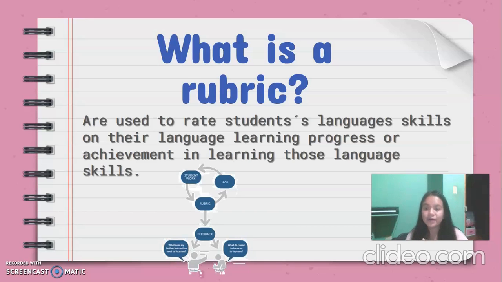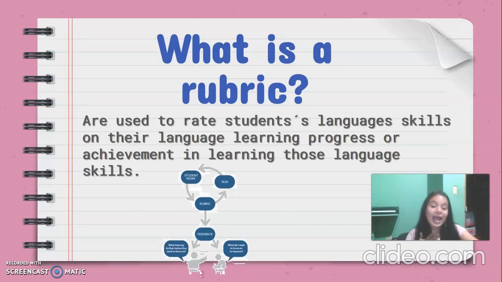For the achievement in learning those language skills, rubrics are very important for students because they help them use their productive language effectively in tasks of speaking or writing. For example, how to write an email, fill out a form, survive a job interview, make a presentation, among others.